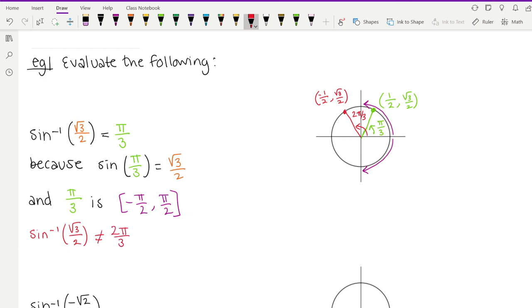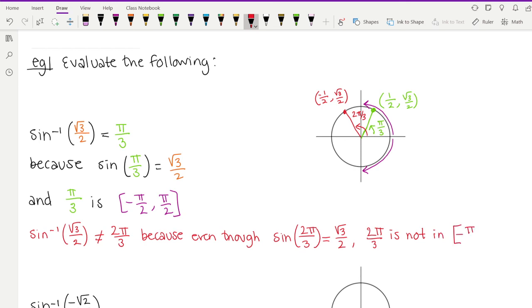And so why is that not the case? Well, because even though it is true that sine of 2 pi over 3 is equal to square root of 3 over 2, 2 pi over 3 is not in the correct interval, right? It's not between negative pi over 2 and pi over 2. It's too big. And really, these rules might seem kind of weird and strict, like why are we focused on only having the answer between negative pi over 2 and pi over 2? It's so that there's a clear answer, right?